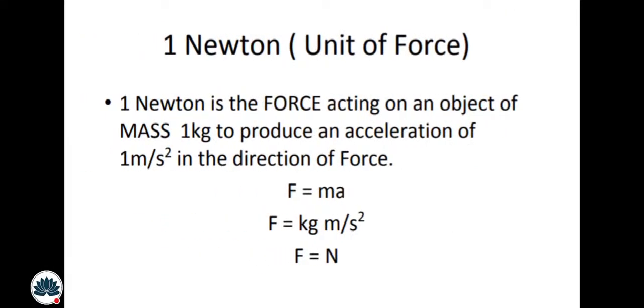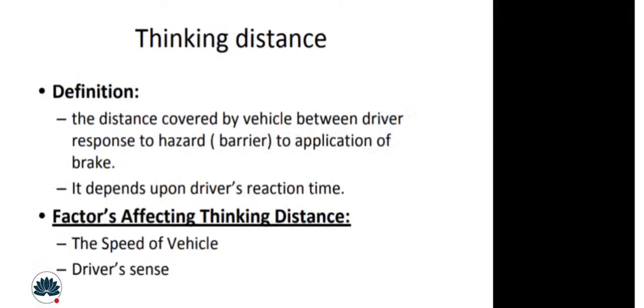1 Newton. In simple words, the SI unit of force is Newton. What is an SI unit? We have discussed this in our first live streaming session of kinematics. 1 Newton is the force acting on an object of mass 1 kg to produce an acceleration of 1 meter per second square in the direction of force. That is why the formula for force is equal to mass multiplied by acceleration. F = ma.